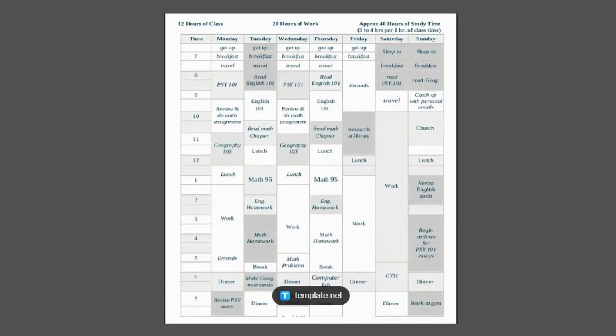Here is an example of a student's weekly schedule. As you can see at the top, they have 12 hours of classes and they're also working 20 hours a week. They've blocked out time for their classes, their work schedule, school assignments and studying, their meals, travel time, and even working out.